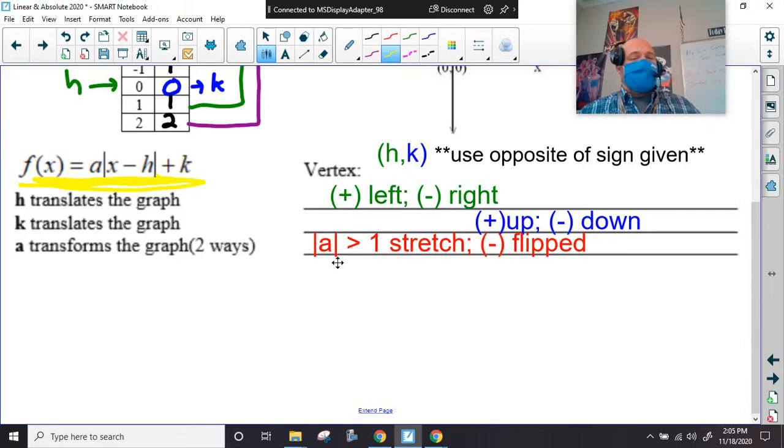Okay, so when the absolute value of A is greater than 1, it's a stretch. And this doesn't mean a whole lot now because it's just words on the paper. It doesn't make sense, but it will here in a second because we're actually going to graph it so it makes more sense for what this looks like. Okay. And if it's negative, it's flipped.